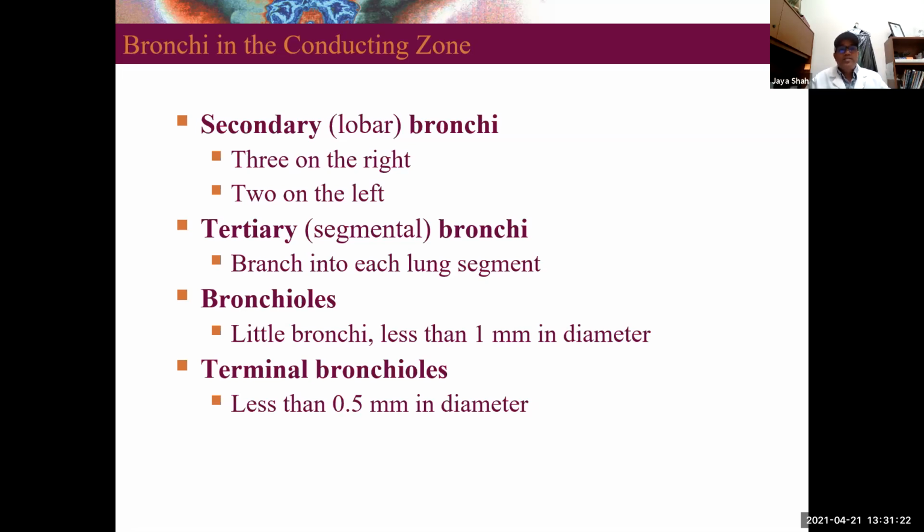And then bronchioles, the little bronchi, are less than 1 millimeter in diameter. Terminal bronchioles are less than 0.5 millimeter in diameter. So anything you inhale and want its effect in the bronchioles, that inhaler's particle size should be less than 0.5 millimeter. So check next time when you're inhaling, check the medication canister and see what the size of the droplets is that dispense every time you take it.